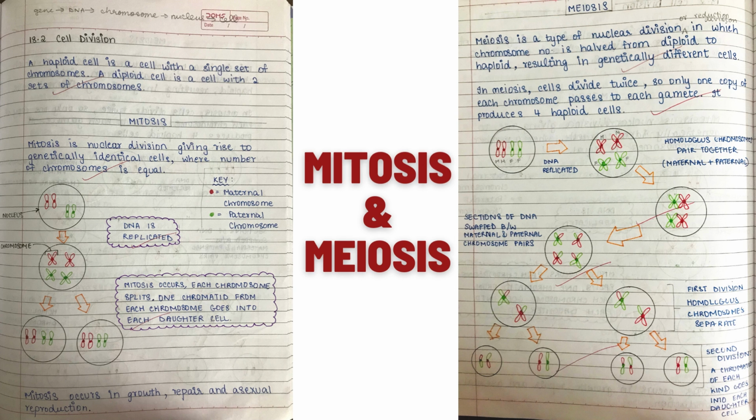Mitosis is nuclear division, which gives rise to genetically identical cells where the number of chromosomes are equal. So as we can see here, the first cell, which is the parent cell, has its DNA replicated, and then mitosis occurs in the second step, where each chromatid splits. One chromatid from each chromosome goes into each daughter cell. So we can see two daughter cells produced, and both the daughter cells are identical to their parent cell. Mitosis occurs in growth, repair, and asexual reproduction.